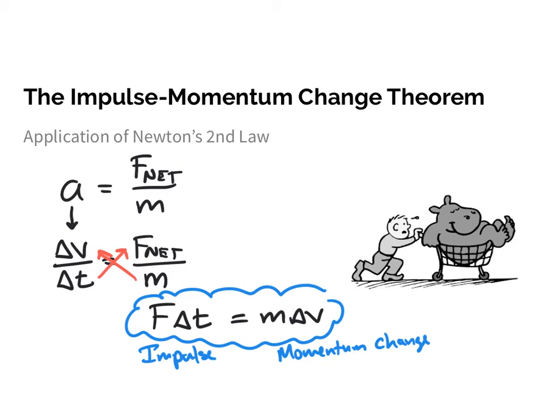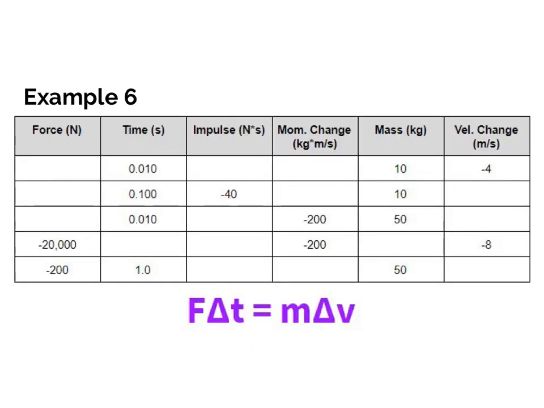This right here on the left side, the way I like to think about this is the cause. This is what's going to happen. And this is the effect. This is how much momentum the object is going to gain or lose based off of that. To show you this relationship, we're going to look at example 6 in this table.